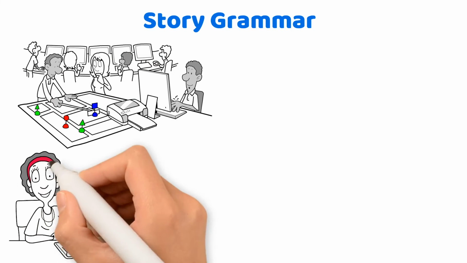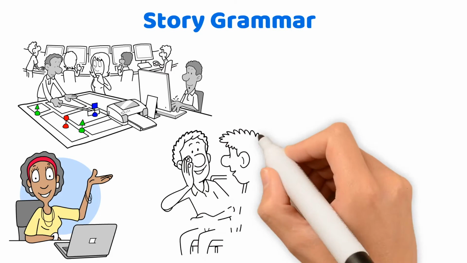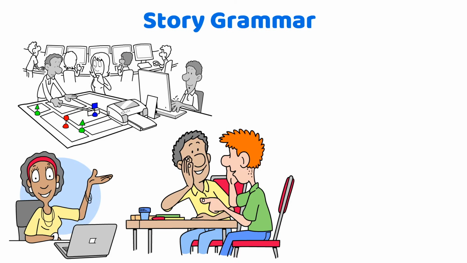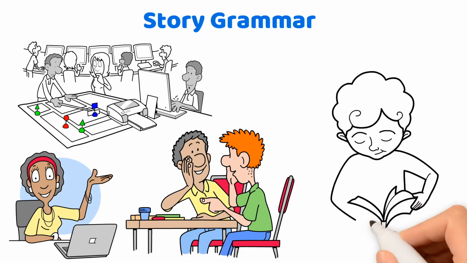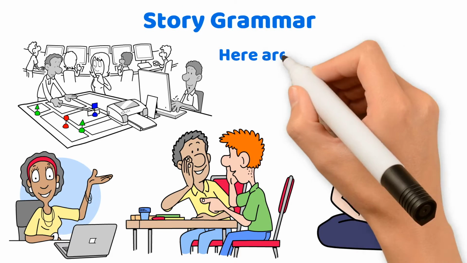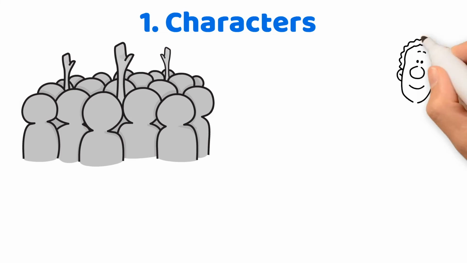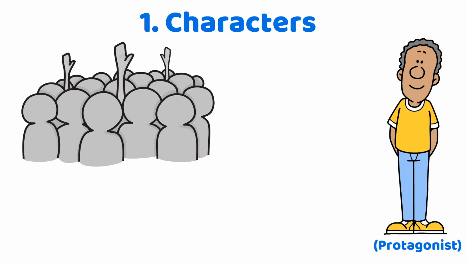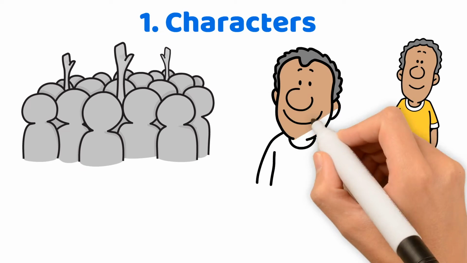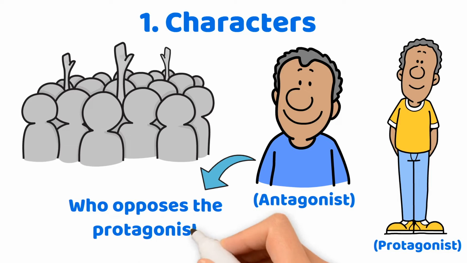It's a tool, like a graphic organizer, that helps students understand and predict story structure, making reading a more coherent and satisfying experience. Here are the key elements. 1. Characters. These are the individuals in the story, often including a protagonist, the main character, and an antagonist, the character who opposes the protagonist.